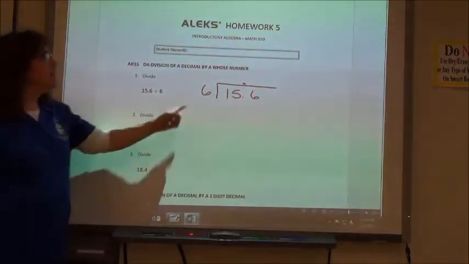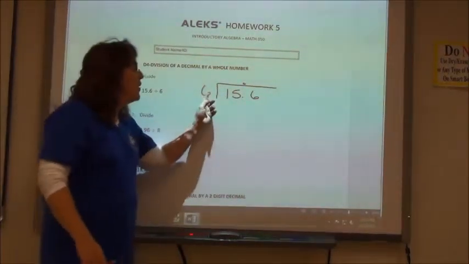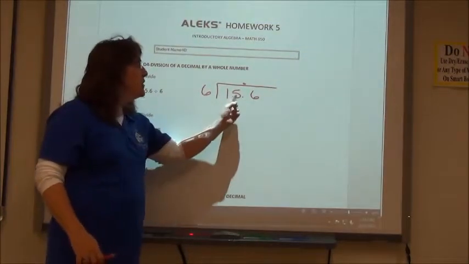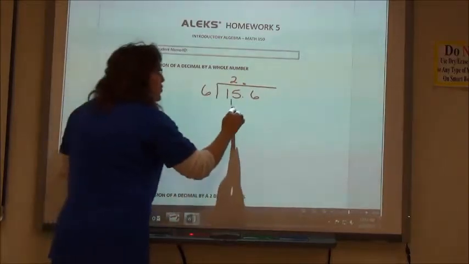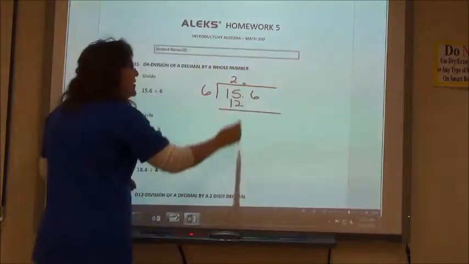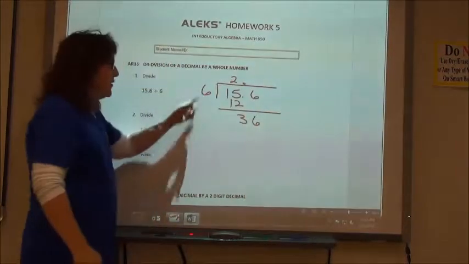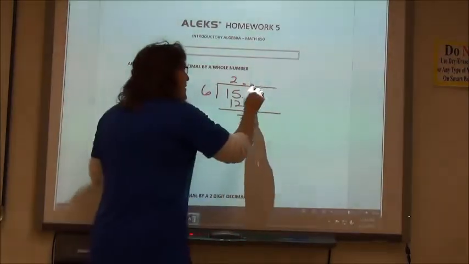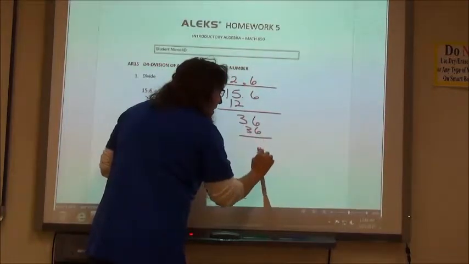Now what I'm thinking is I'm saying 6 goes into 1, but 6 doesn't go into 1. And so we go to the next number over and say 6 goes into 15 2 times, right? 6 times 2 is 12. I then subtract. 5 minus 2 is 3, and I bring down that next number. 6 goes into 36 6 times. 6 times 6 is 36. I subtract, I get 0.